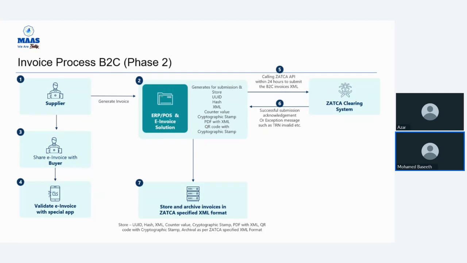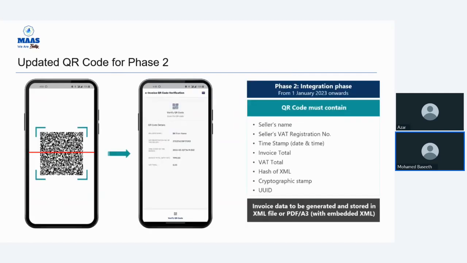Now, in terms of the QR code, you have these changes. Currently, when we scan, we get 5 fields, right? That is what you are seeing on the screen now. So you are getting five fields here: the company name, your VAT number, the date and time stamp, and then the total invoice value and the VAT value. That is normally what we get when we scan.